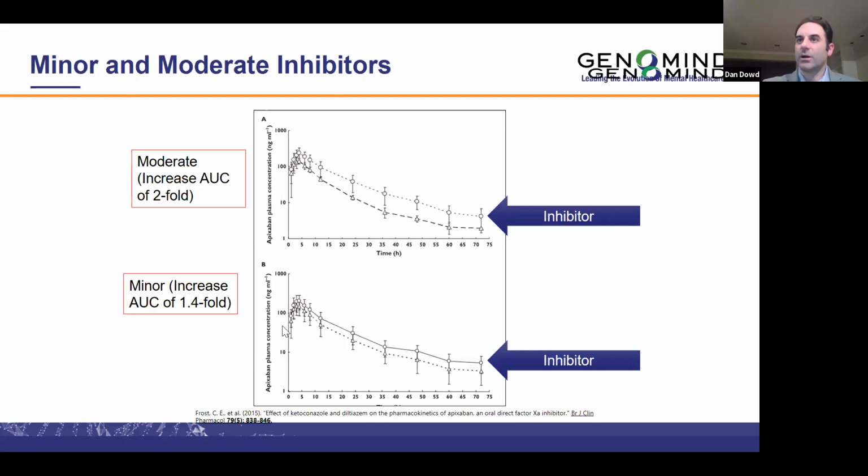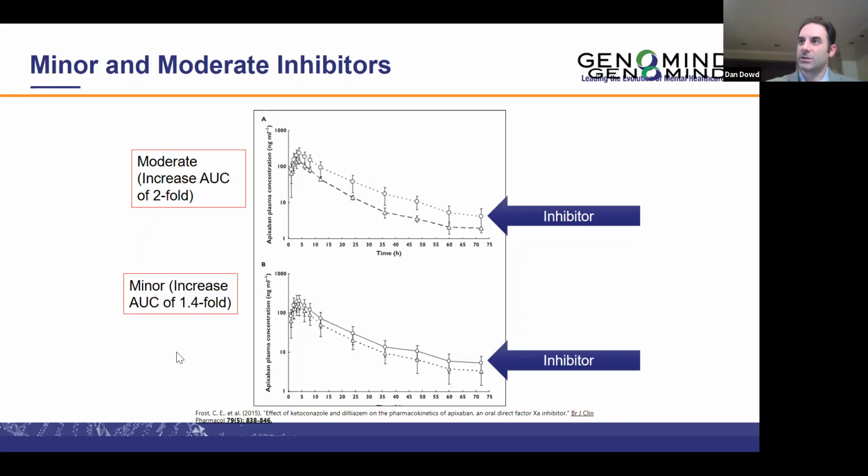Use the same drug on the bottom graph here and add a minor inhibitor to it. In this case, I believe it was diltiazem. Okay, don't worry too much about the drugs, but the take-home message here is that this boosts your AUC by 1.4-fold. This would be considered a minor inhibitor.